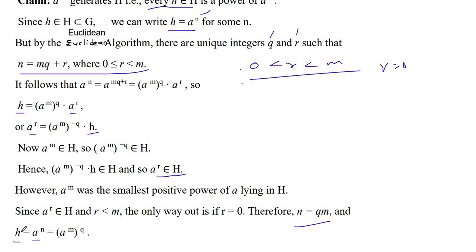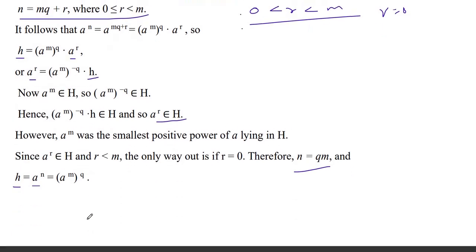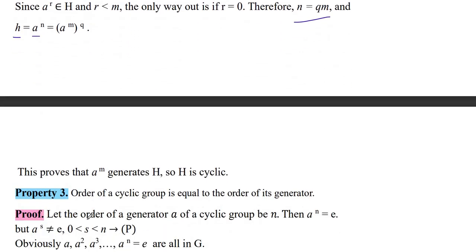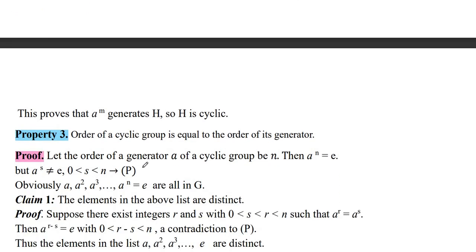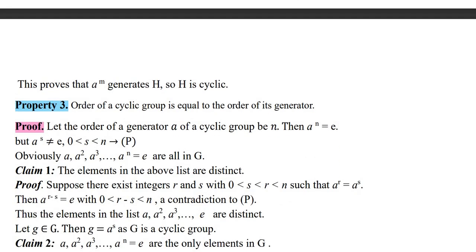So any h is written as some integral power of a^m, and therefore capital H is generated by a^m. So a^m generates H, so H is cyclic. Now the next property is: the order of a cyclic group is equal to the order of its generator.